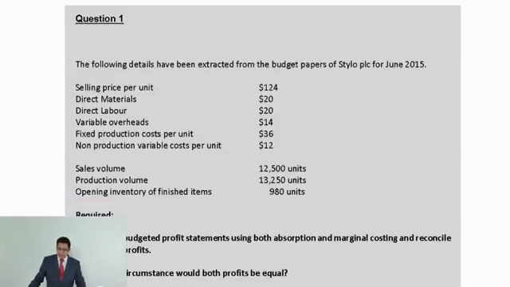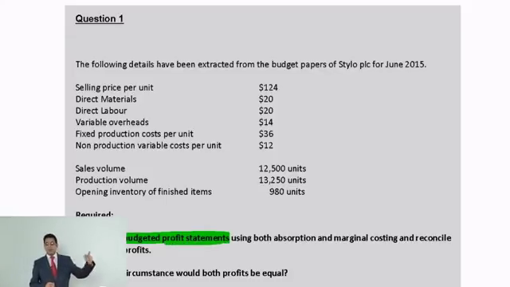The following details have been extracted from the budget papers of Stylo PLC for June 2015. They've given us some imaginary values: selling price per unit, direct material cost, direct labor, variable overheads, fixed production overheads, non-production variable cost per unit, and sales volume and production volumes are given, and opening inventory of finished items is given as well. So there is nothing unusual, I know everything that is there. Requirements: prepare budgeted profit statements, the pro formas I was showing you, income statements or profit statements, using both absorption and marginal costing, and then reconcile the two profits.